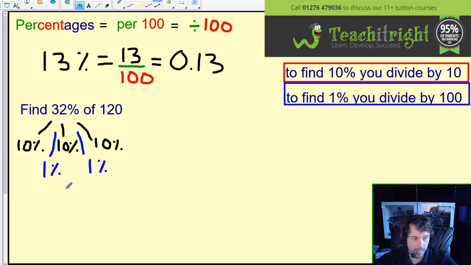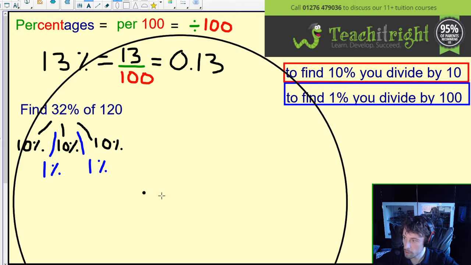So if I can work out 10% and add it together 3 times, and work out 1% and add 2 more of those on, I'll have worked out 32%. And just realizing that you can work out easy percentages and then add them together to make hard percentages is a really good revelation. So we're going to just remember this bit.